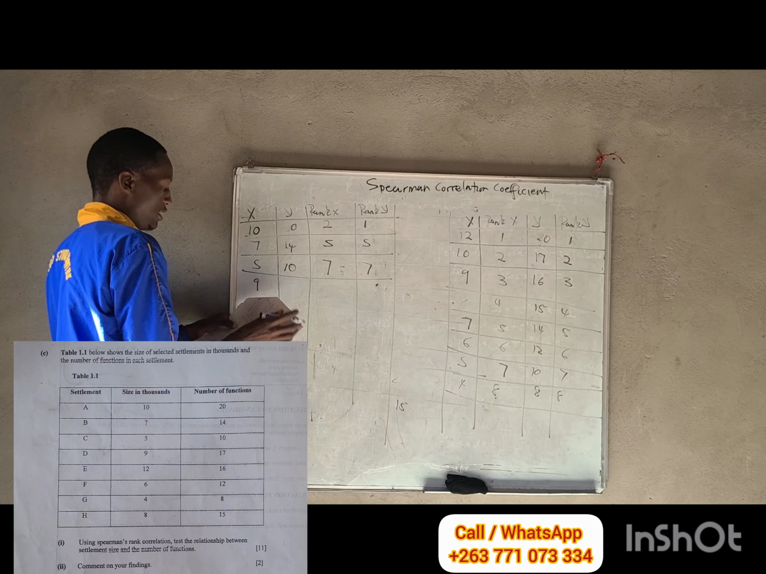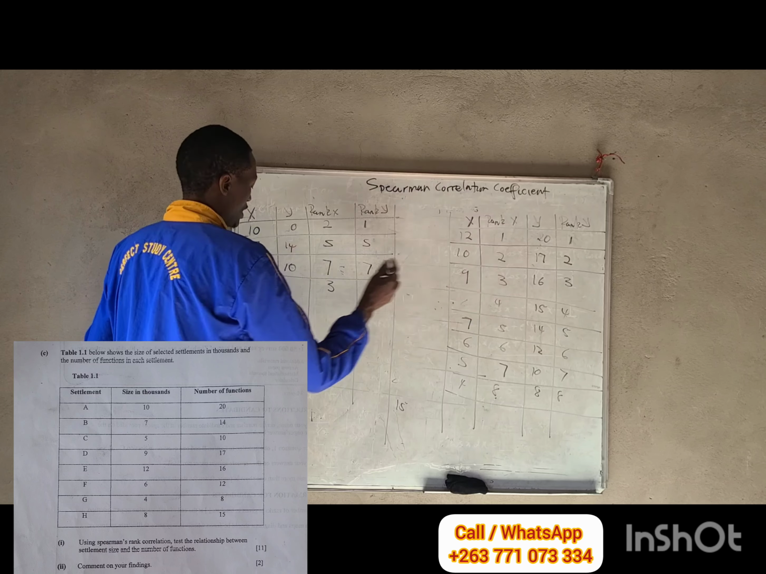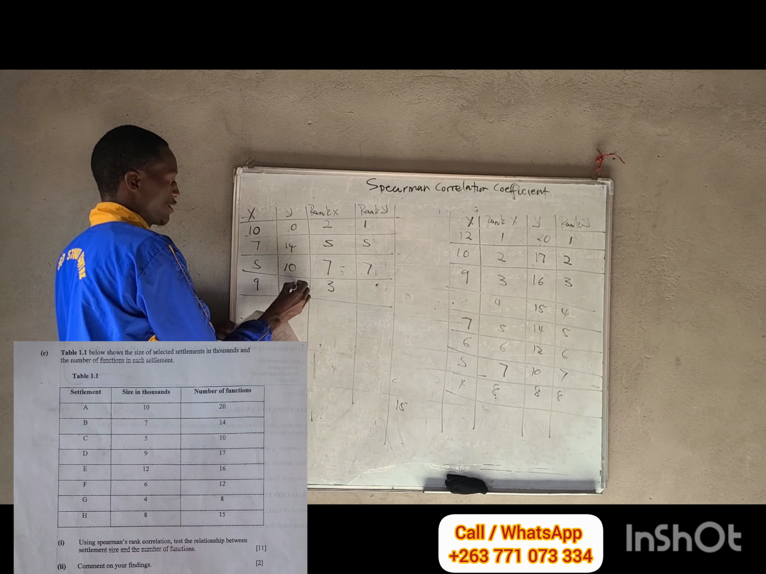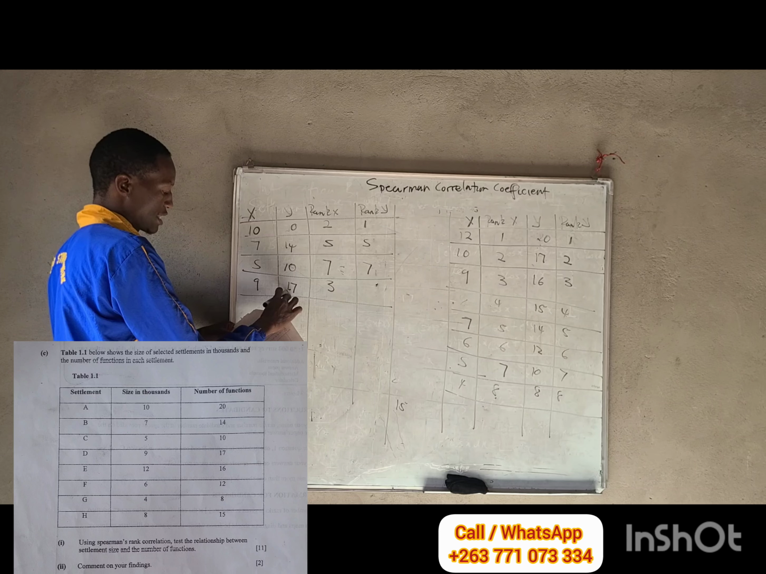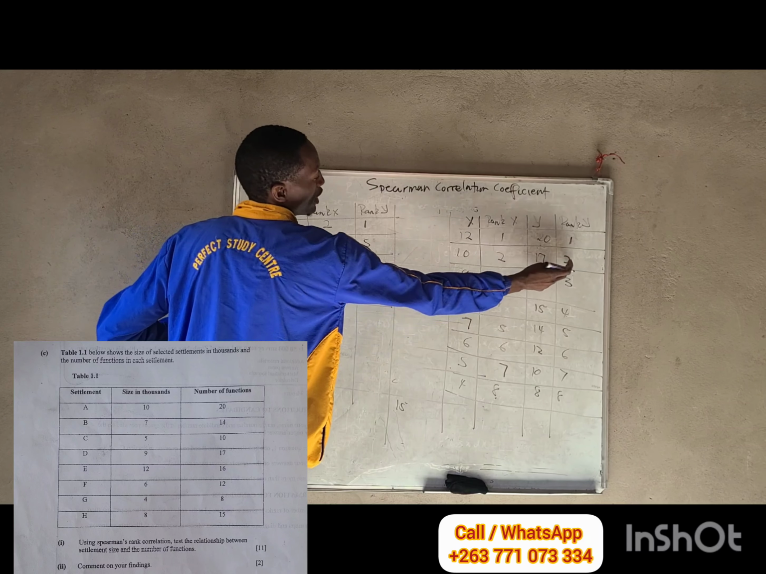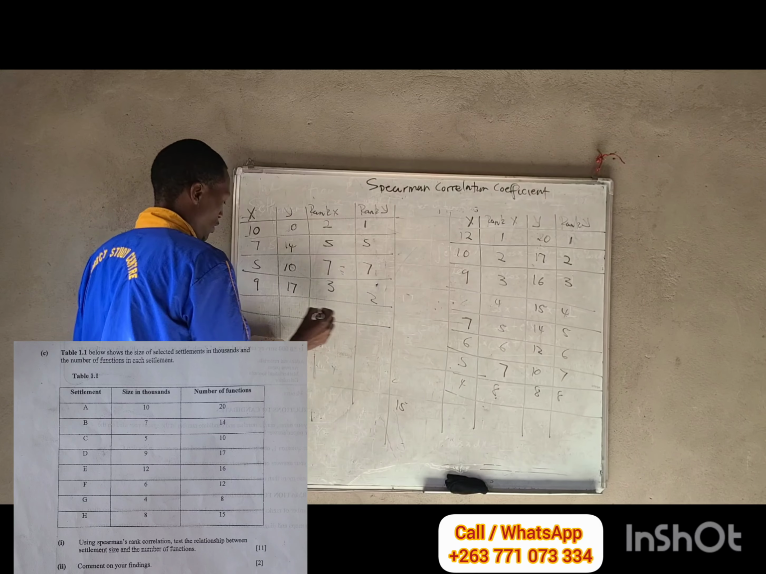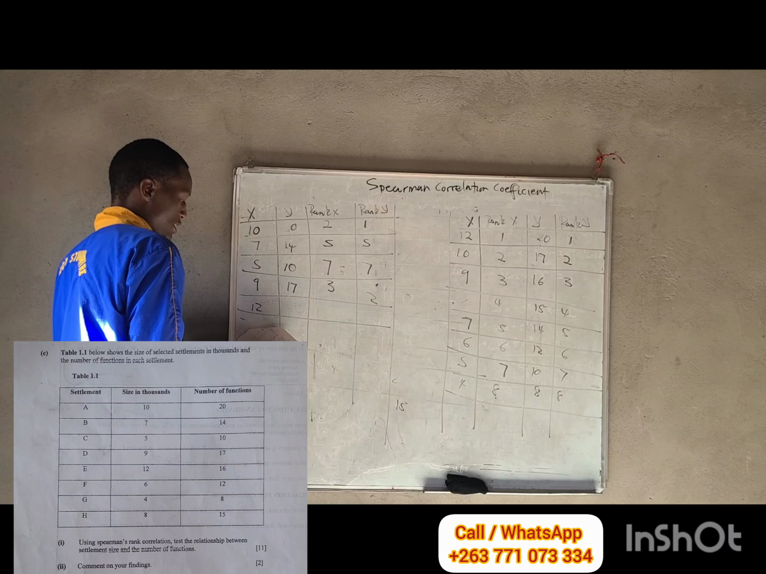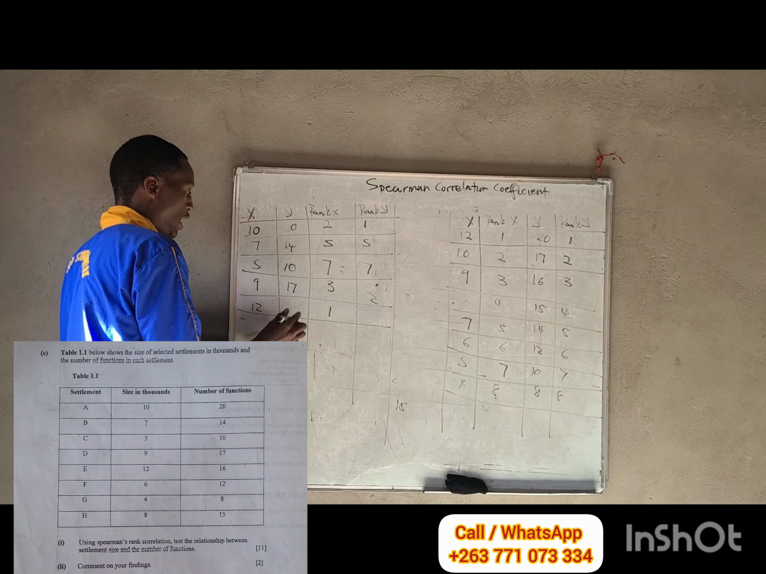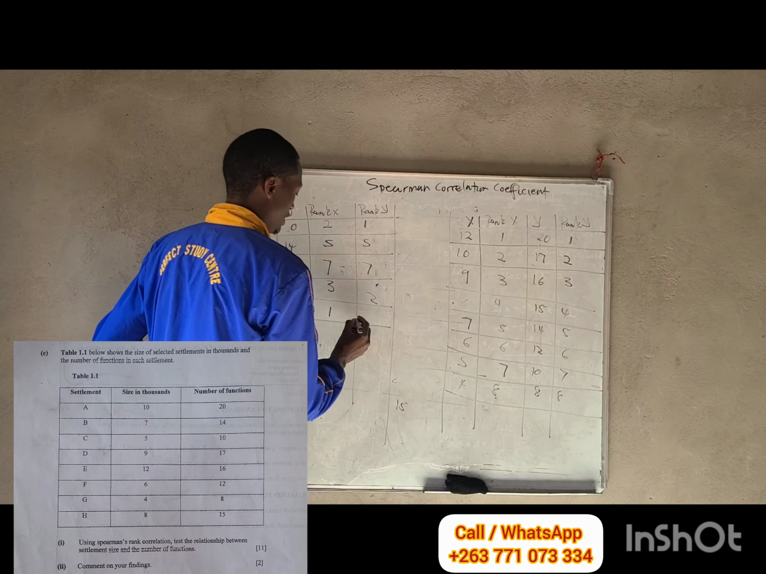Then we have got 9. What is the rank of 9 in X? It is the third, as you can see. Then what is the next value? It's 17. In terms of Y, what is the rank of 17? 17 is the second rank, as you can see here. The next value, we have got 12. It is the first rank. Then another value for Y is 16. 16, as you can see, is the third rank.